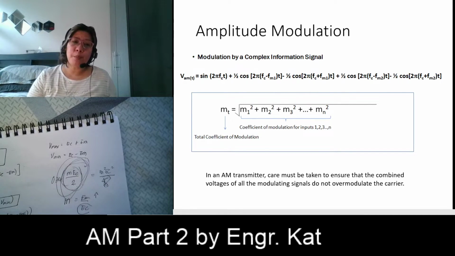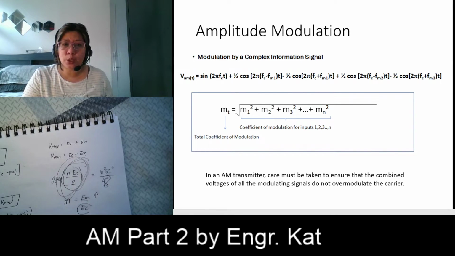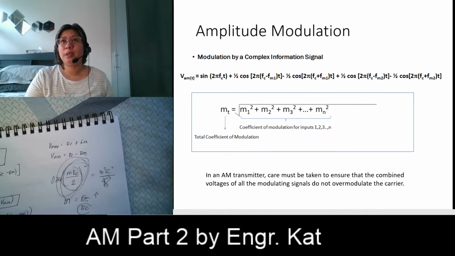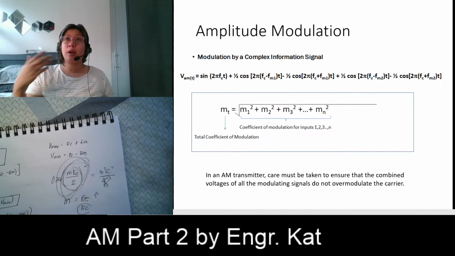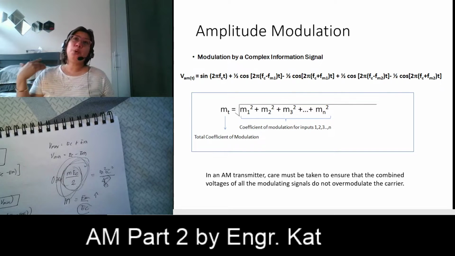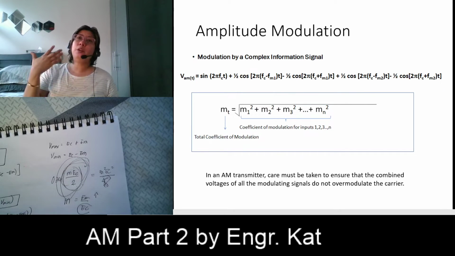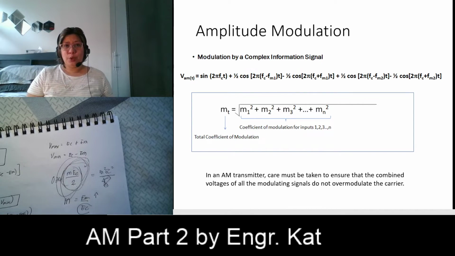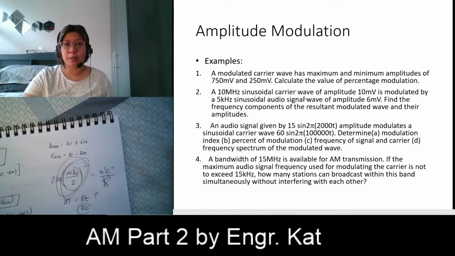You have to remember always that in an AM transmitter, care must be taken to ensure that the combined voltages of all the modulating signals do not overmodulate the carrier. Since you are adding to your EC, you must not exceed your EC, or your peak carrier amplitude. Okay, so that's it. Let's have some examples.